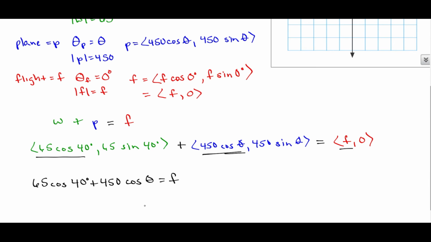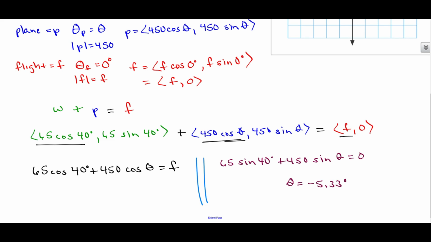Now the problem with this equation is that there's two different variables in there, so I can't solve that one yet. And then over here, we're going to get 65 sine of 40 degrees plus 450 sine of theta equals 0. So here I only have one variable because I have the 0 on the right-hand side, so I can go ahead and I can solve for theta. So doing some algebra, we're going to end up with theta is negative 5.33 degrees.